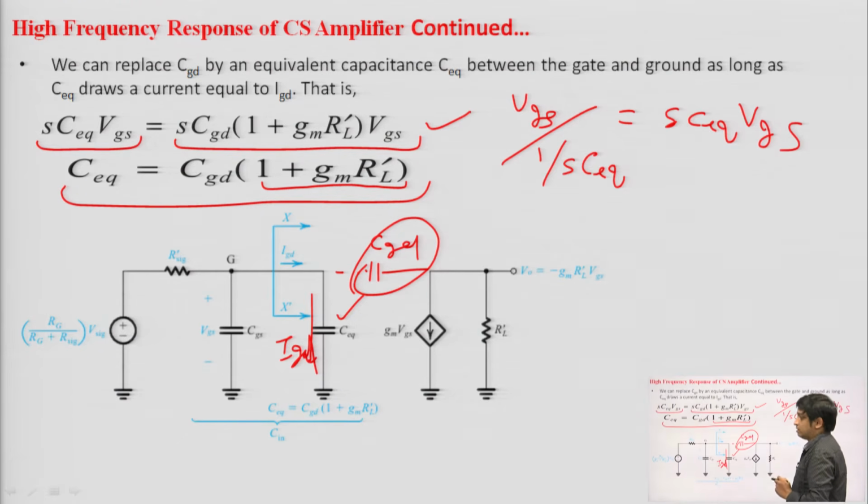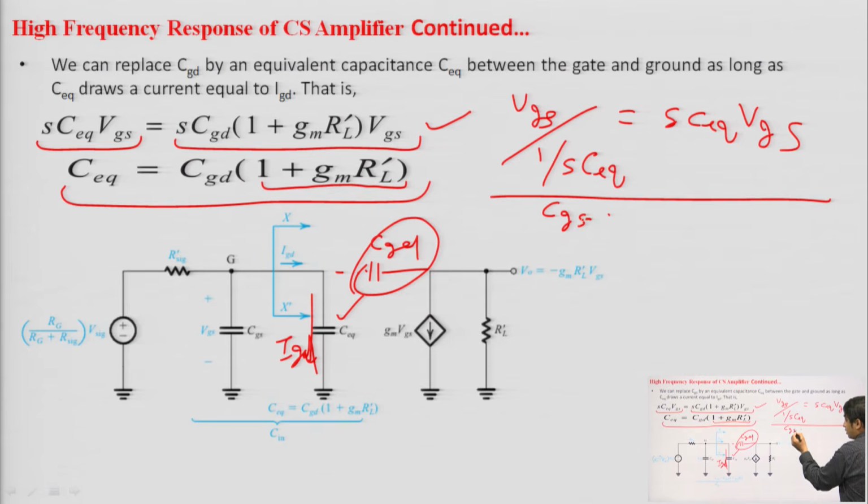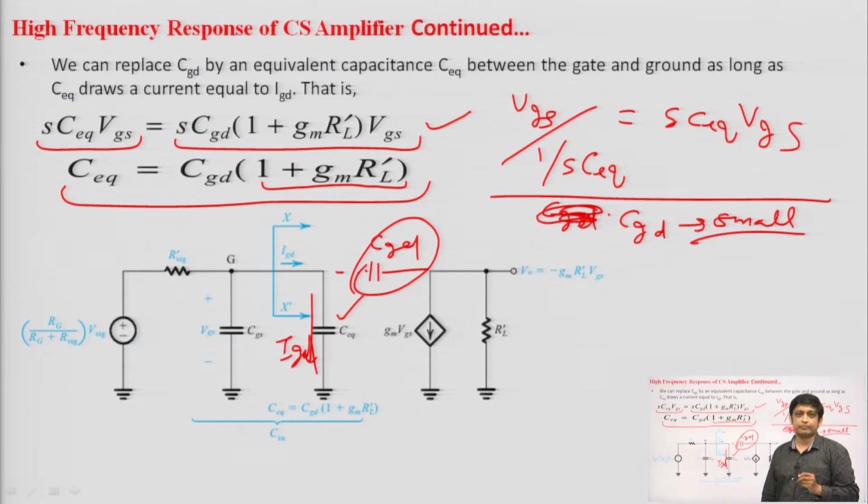Now, see the value of CGD is small. Why? Because in the saturation region the channel is pinched off, because of that the value of CGD is very small. But when this CGD is connected across two nodes, if the gain is high, then this CGD will get multiplied by a larger amount, that is 1 plus GMRL dash.